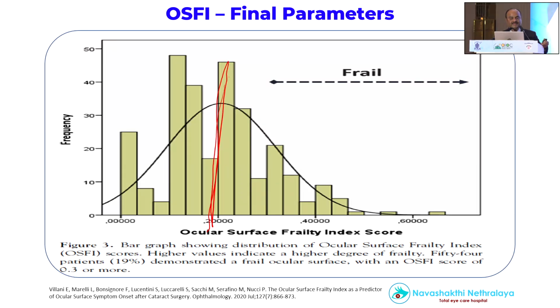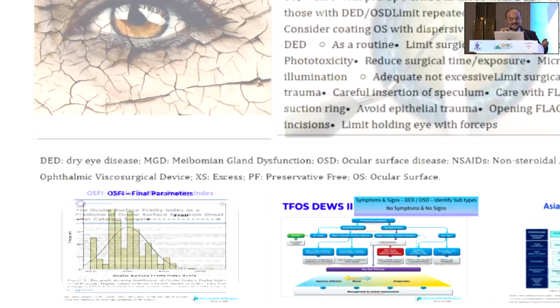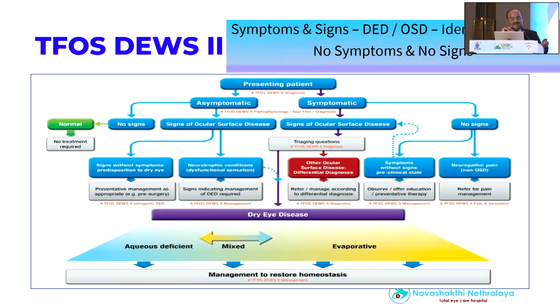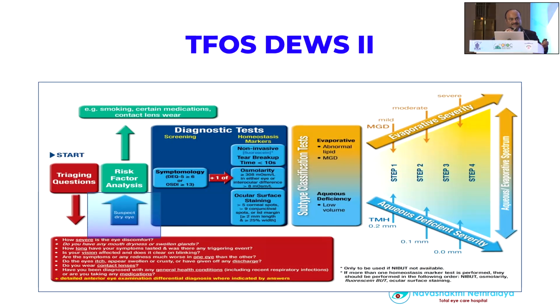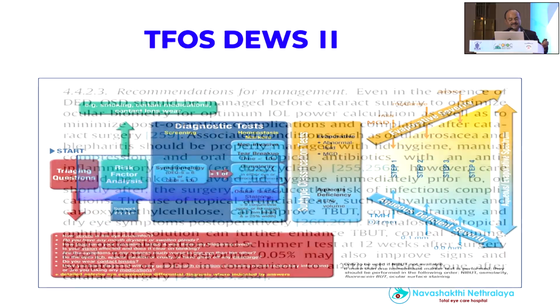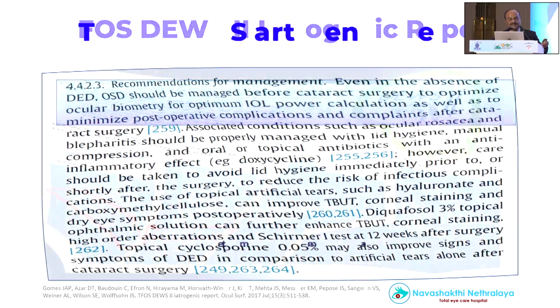If OSDI is more than 0.25 or 0.3, they said treat this patient vigorously before taking up surgery. As regards treatment, we know what DEWS 2 says. Let's not go too much into it. The only thing is, look for symptoms. If there are no signs, look for symptoms. Be aggressive with the treatment.